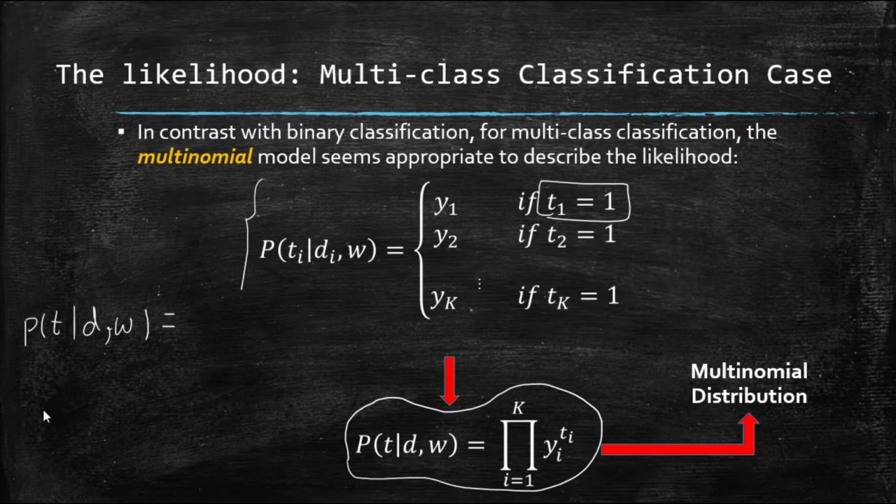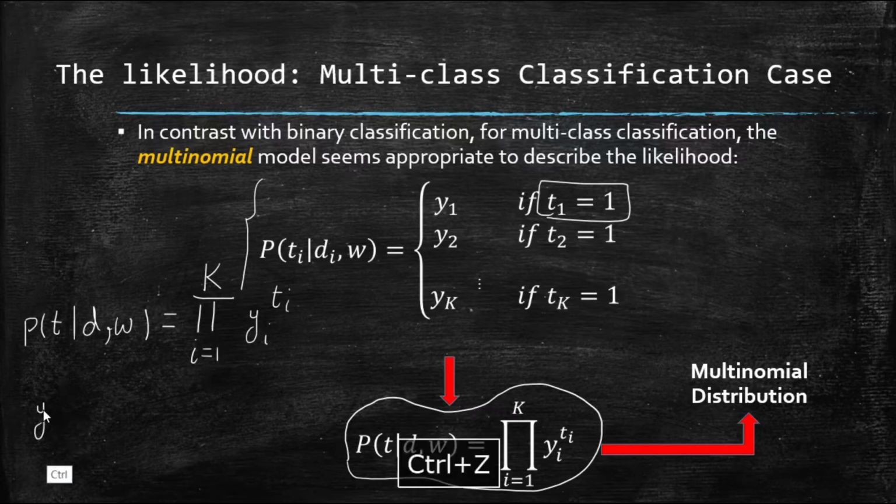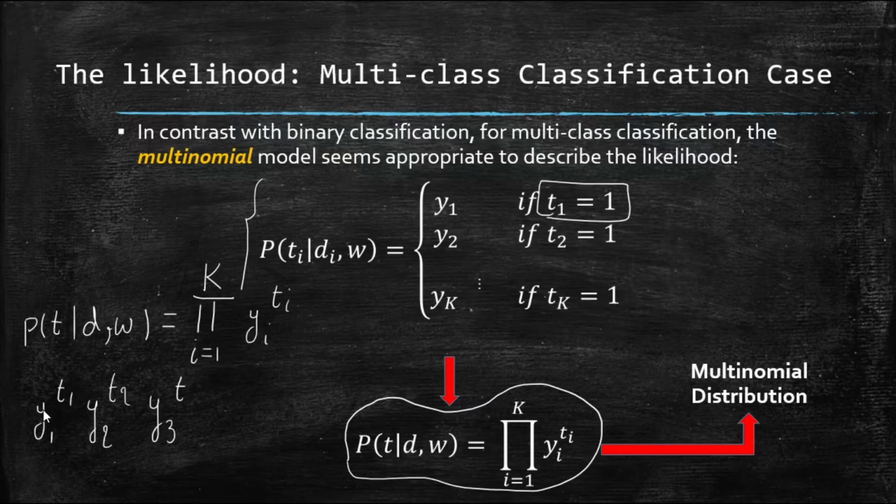If I want to generate, basically use this formula and follow the formula that I've just come up with. This means the product over i equals 1 to k, which is the number of classes, of y sub i to the power t sub i, right? So let's say we have 3 classes. This means y sub 1 to the power t sub 1, multiplied by y sub 2 to the power t sub 2, multiplied by y sub 3 to the power t sub 3, right?